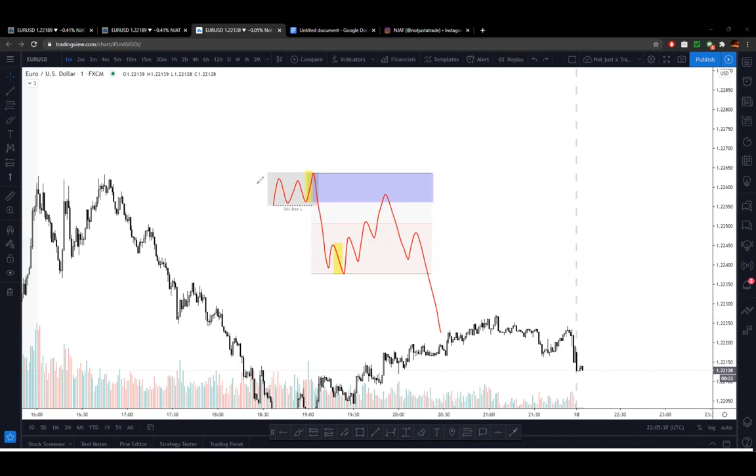So first thing they have to do is create a sideways range, and they do this in order to stack their positions discreetly. Obviously if they just sold, it would just drop. If they just bought, it would just fly up. So what they do is they create a sideways range and they create liquidity on both sides. And their intention is to transact their orders, take the liquidity from the high, take the liquidity from the low.